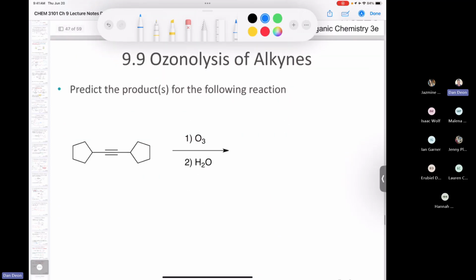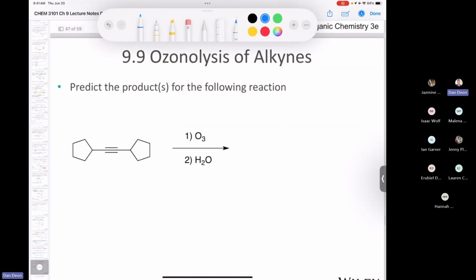So it says here, predict the products of the ozonolysis of this compound. So this would be what? Dicyclopentyl acetylene, you could call this. First step ozone, second step water. So what we're going to do is cut right down the middle like this, and we're going to end up with 2 equivalents of the carboxylic acid. So this compound would be called, believe it or not, cyclopentane carboxylic acid. Give me a thumbs up if you're with me on that.